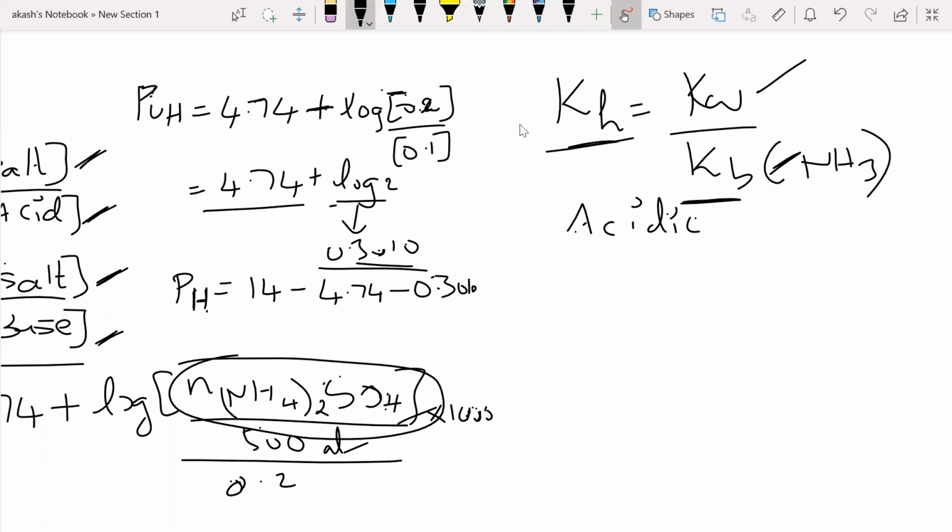But what they're asking is not this. This value is not what they're asking. They're asking your Ka value of NH4 plus. How will you do it? Tell me. From the Kb value of ammonia, how will you calculate the Ka value of NH4 plus? I told you there is a thing which you can do. When you have an acid-base conjugate pair, I gave you a formula. What was the formula?